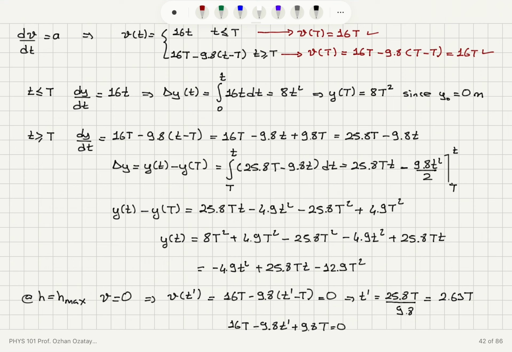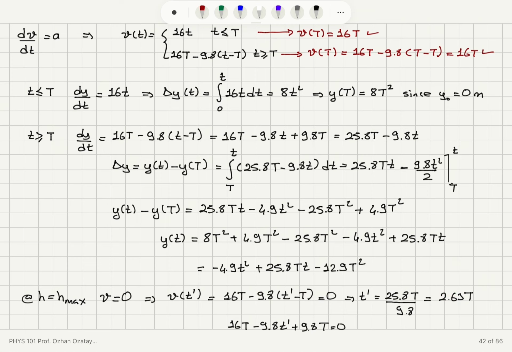And the integral from time capital T to time t, which is greater than capital T, gives me for delta y this expression, and I have to be careful, for delta y is y at time t minus y at time capital T. So I obtain y as a function of t here. And at the maximum height, the velocity has to be 0. So at time t prime, the velocity is 0, which gives me t prime to be 2.63 capital T.